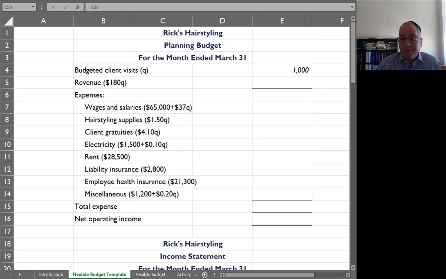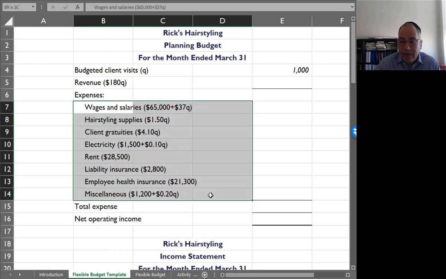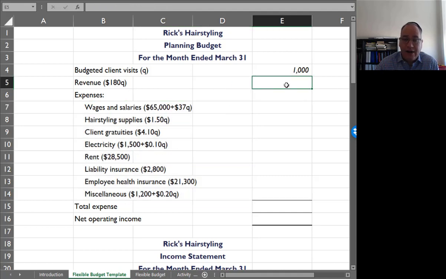So my planning budget is based on 1,000 units, and I have certain information based on all my analysis of cost activity. So I know, for example, that my sales price is expected to be $180 a unit. This is a hairstyling business, so they have client visits. If they have 1,000 visits for $180 each, that means that revenues would come up to be $180,000.